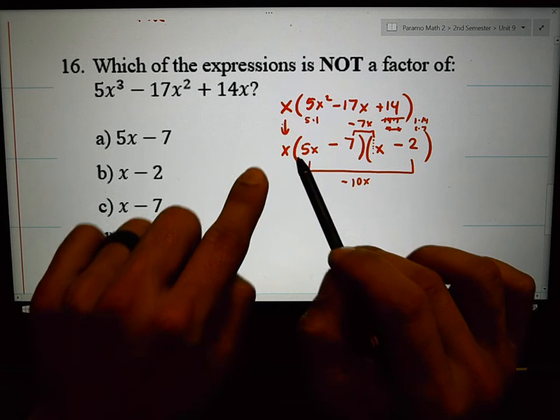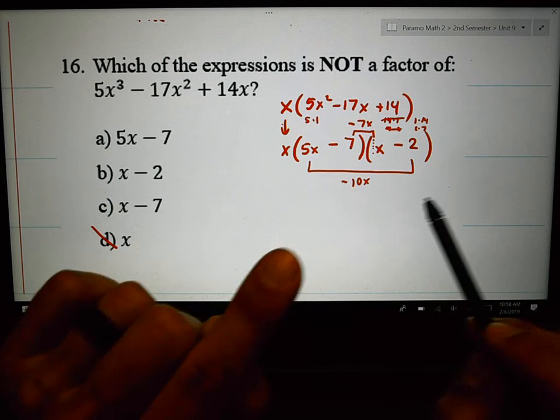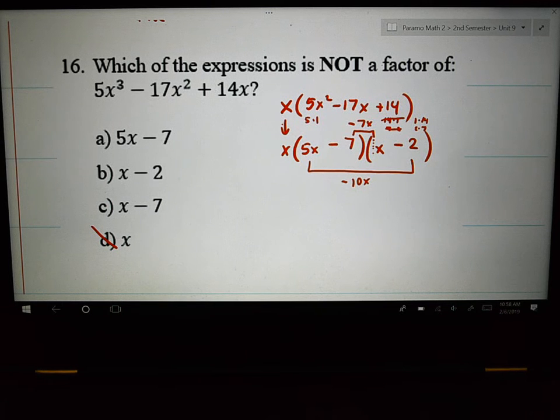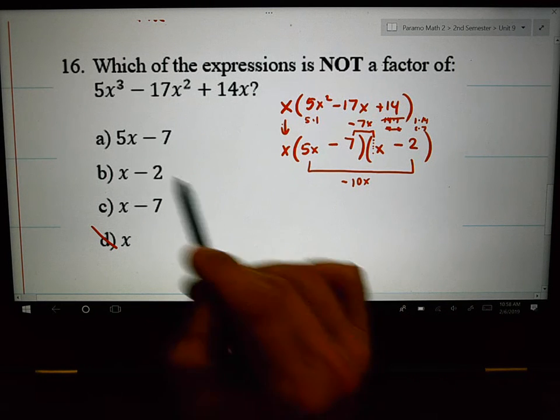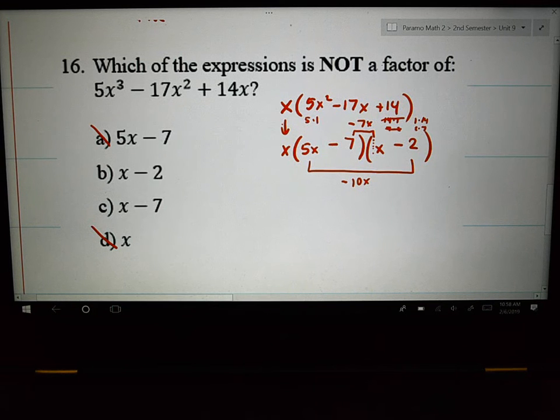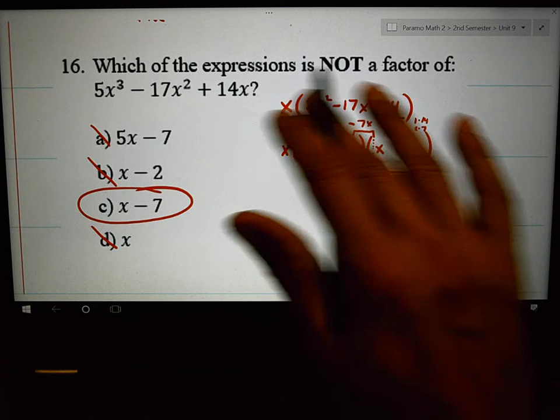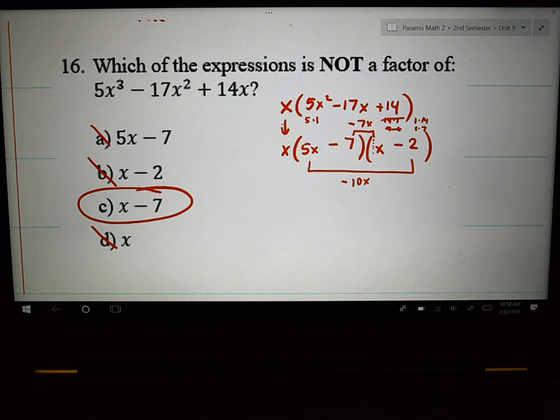This is a factor. This is a factor. This is a factor. The question says which of these is not a factor. 5x minus 7 is a factor. X minus 2 is a factor. The only one that is not a factor of this is C. My recommendation is factor it if it says which was not a factor. That way you know what the factors are.